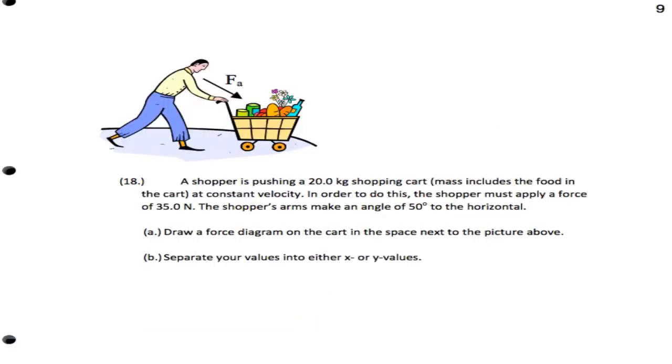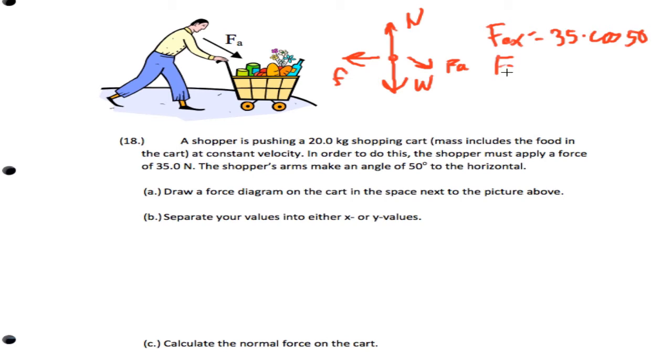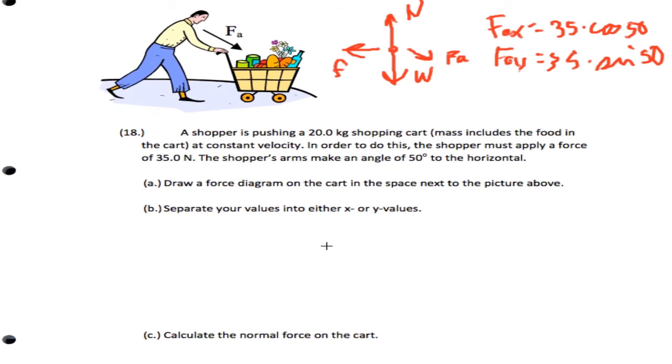Now number 18. Again, we've done this problem quite a few times, so I'm going to run through it pretty quickly. So we've got the normal, we've got the weight, we've got the friction, and we have this applied force going down. And so the FA, we're going to need to split that into components. So basically FAX is going to be 35 times the cosine of 50, and FAY is going to be 35 times the sine of 50.